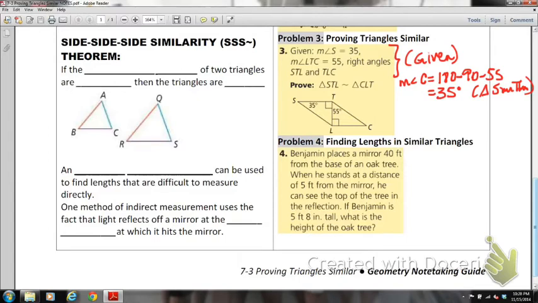So then we can state that the two right angles are congruent. We have angle STL is congruent to angle TLC because of the right angle congruence theorem. And so now we can state that triangle STL is similar to triangle CLT, because we have two angles that are corresponding and congruent between the two triangles, and that's angle-angle similarity.